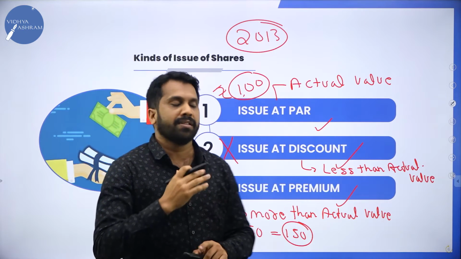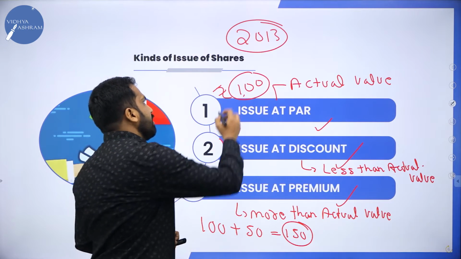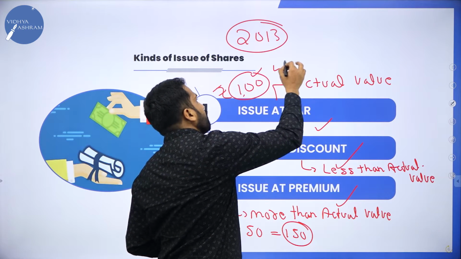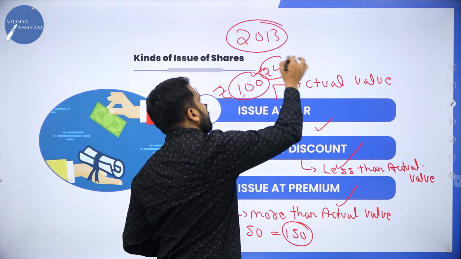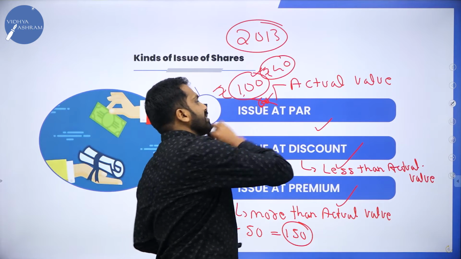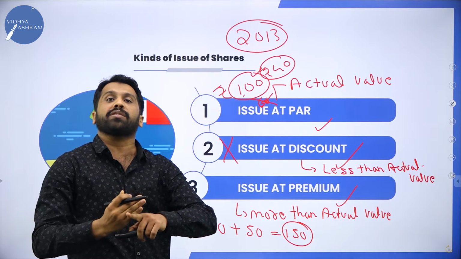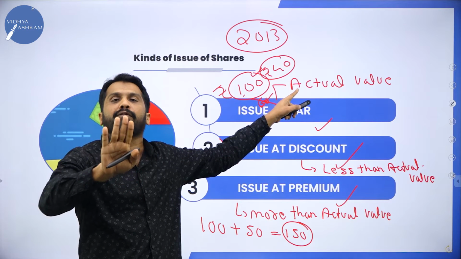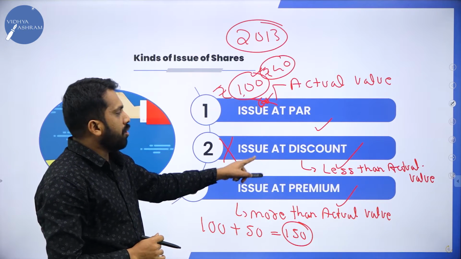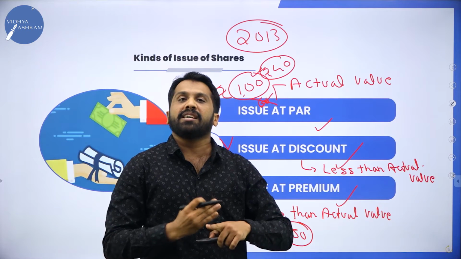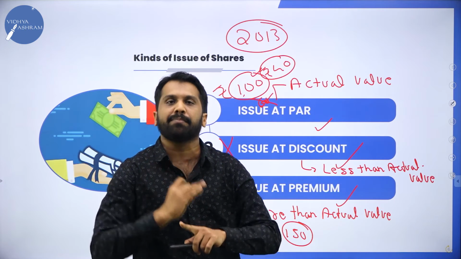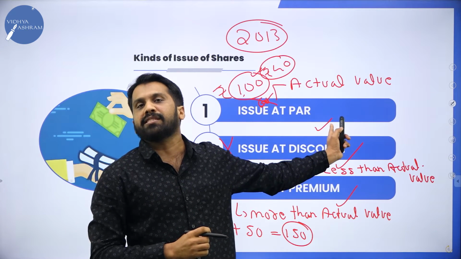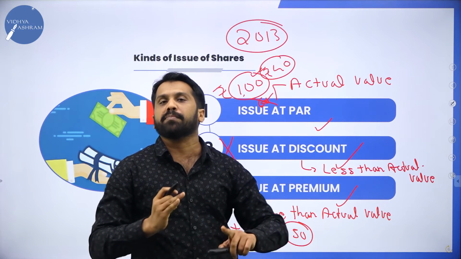Then what will I do? The same ticket, which is 100, I am selling for 40. That means 60 will be the discount. So the discounted price is how much? From 100 I am reducing to 40. That is called issue of shares at discount. If it is a newly established company and they want to sell their shares, they can go for a discount. But at present, it is not permitted.